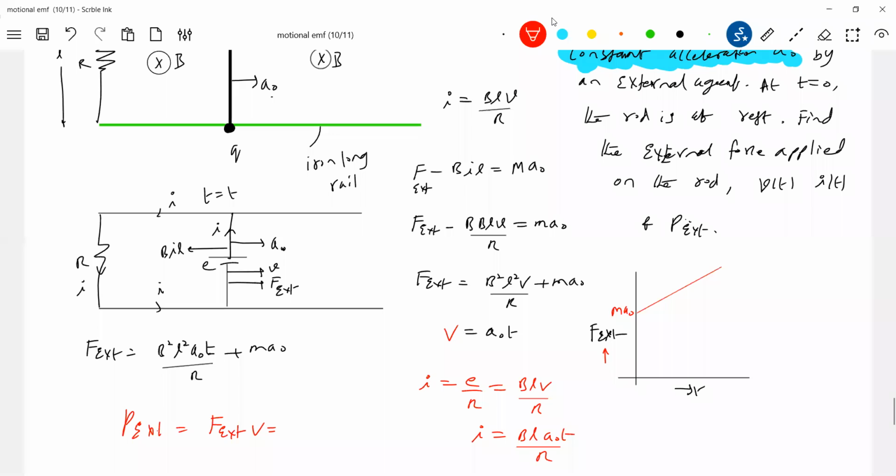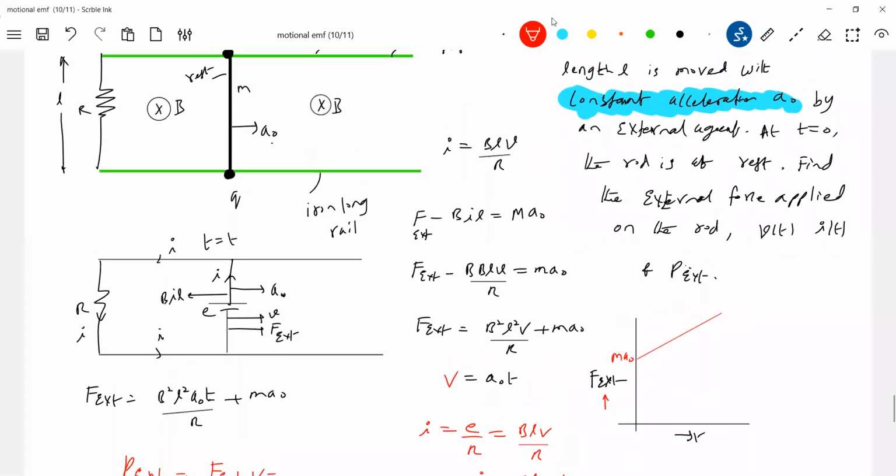Okay, I think all the basic four cases I have given. Rod given velocity and released. Rod moved with a constant speed. Rod pulled by a constant force. Rod moved with a constant acceleration a naught. These are the basic conditions. Everywhere now, the ideas related to this only will be revolving.